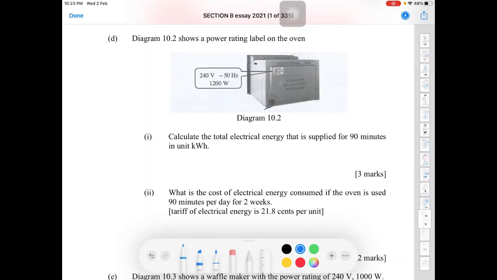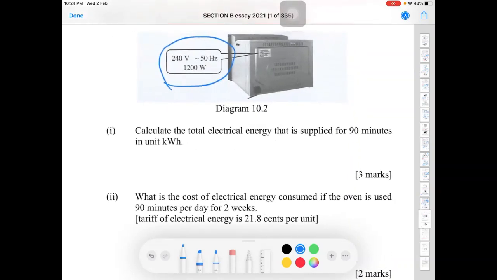Okay, D calculation. Okay, diagram 10.2 shows a power rating label on the oven. So each electrical appliances, kamu akan ada label ni. Jadi label ni menentukan you nak connect with berapa watt dan dia akan produce power tu berapa. Jadi sekarang you nampak the power is 1200 watt. Okay, dia suruh calculate energy supplied in 90 minutes. Tapi dalam kilowatt hour.